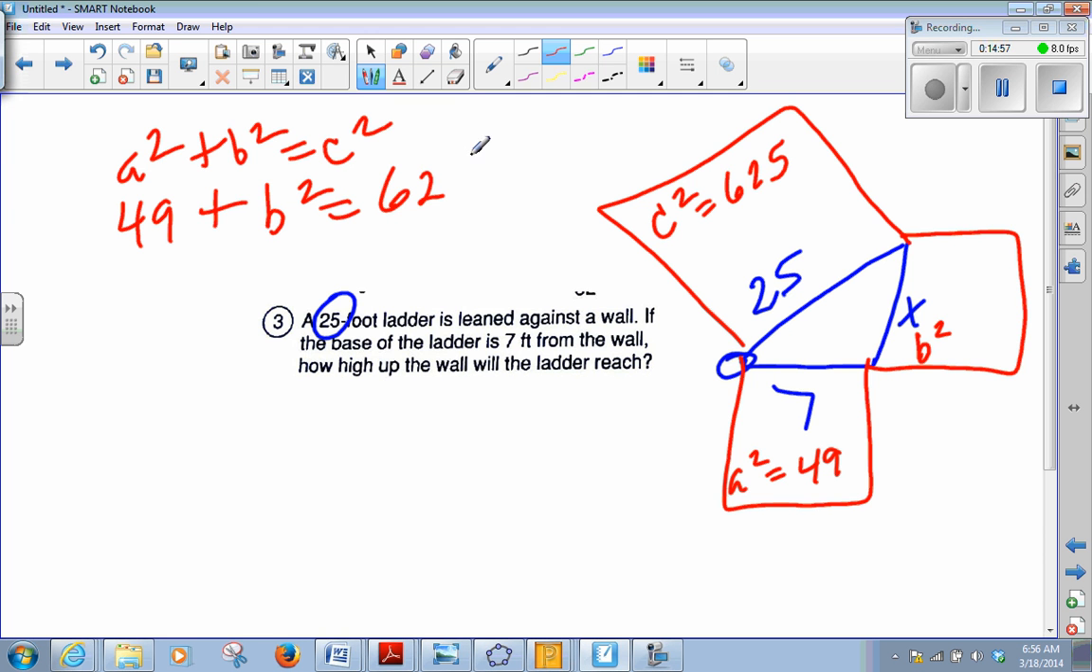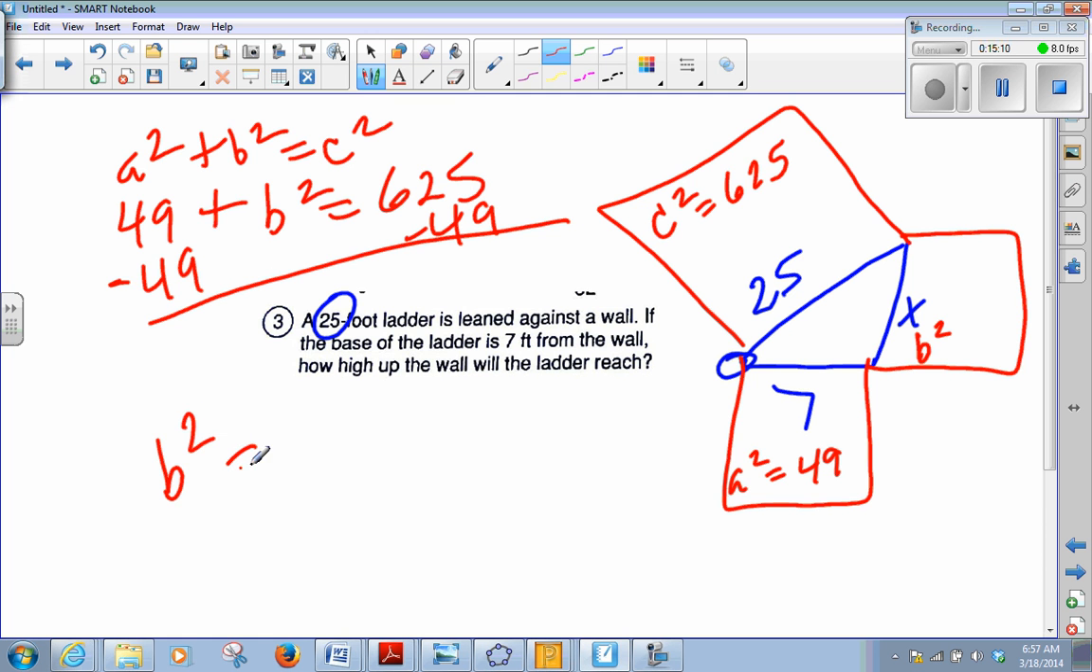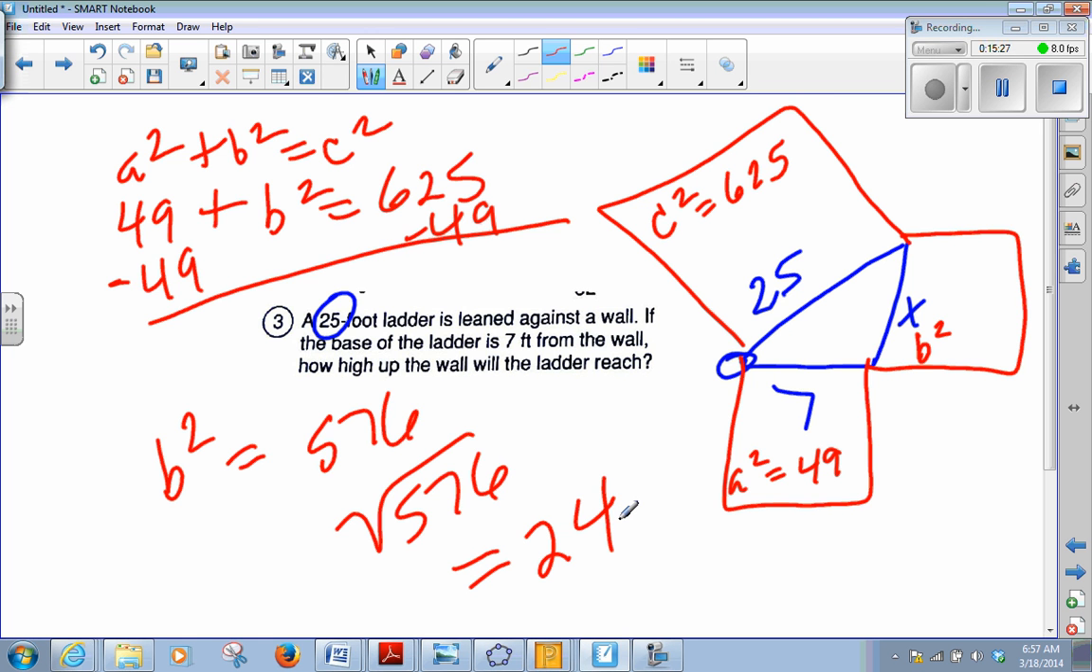equals 625. So I'm going to subtract off 49. So it's going to leave me with B squared is equal to whatever 625 minus 49 is, which is 576. So now I've got to unsquare it. The square root of 576, as we learned in the last problem, is 24. So that means that our wall, this side right here, is 24 feet high.